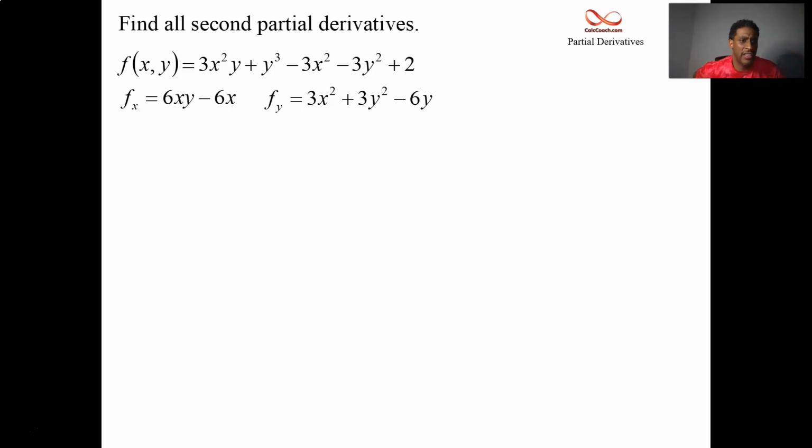Now we're just going to look at the double x partial. So you're going to start with the x partial and take another x partial. So you're looking at 6xy minus 6x, and you're going to take an x partial. It'll be 6y minus 6.